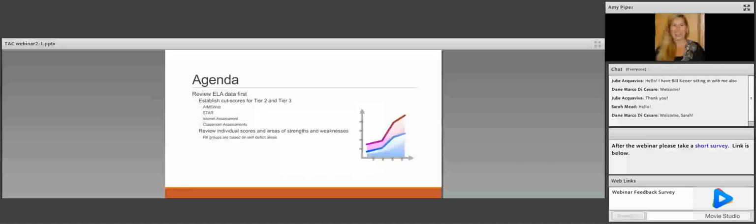So as noted, we review the ELA data first. We establish the cut scores for tier 2 and tier 3. And then we review individual scores and areas of strengths and weaknesses. And we base those RTI groups then on skill deficit areas. So our RTI providers know, all right, I need to have a fluency group at first grade, maybe I need 6 fluency groups, whatever it happens to be for tier 2 or tier 3. Might need a comprehension group, I might need a sight word group, but we really try and group those students together based on their skill deficit areas.